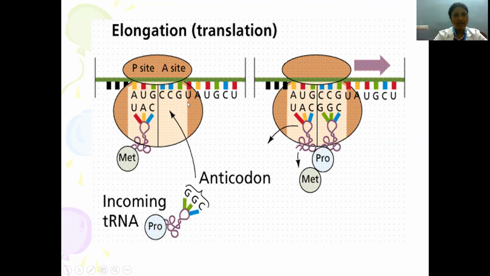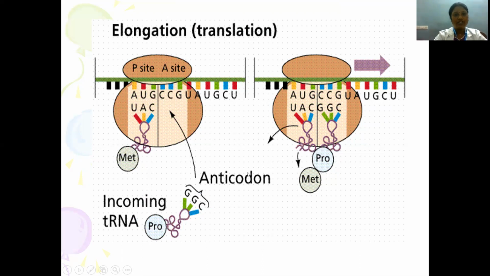The A site is where the incoming tRNA, with its anticodon complementary to the codon present in the mRNA, will come and bind, carrying the incoming amino acid attached to its acceptor stem. So this is the initiating codon AUG. Whichever tRNA carries the initiating amino acid methionine has already come and attached. So once this is attached, what happens?